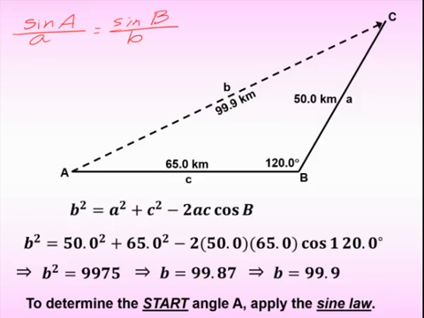Do I know angle A? I'm trying to find it. So if I don't know A, I also don't know sine of A, so you just keep calling it sine of A. So sine A over, what's A? Small a, 50 kilometers, equals sine of B, which is 120, divided by how much is B? 99.9.